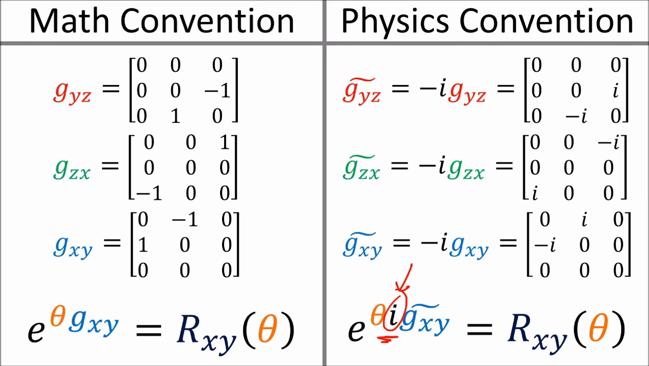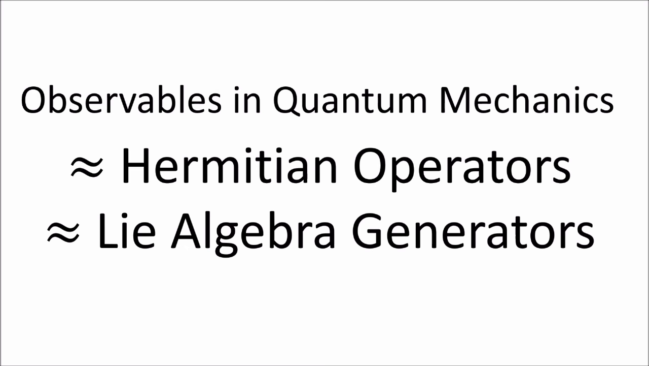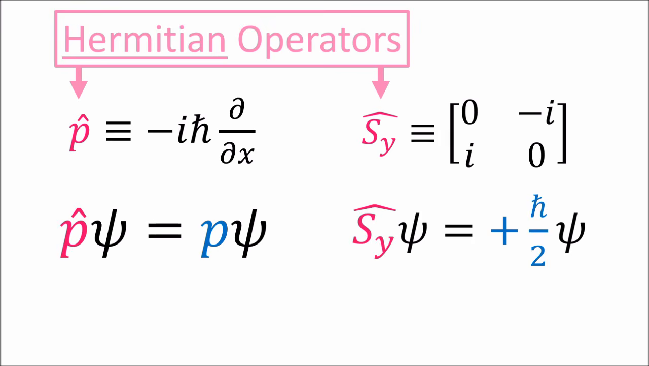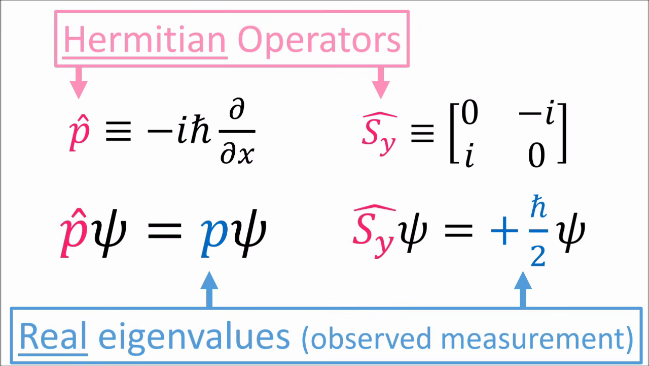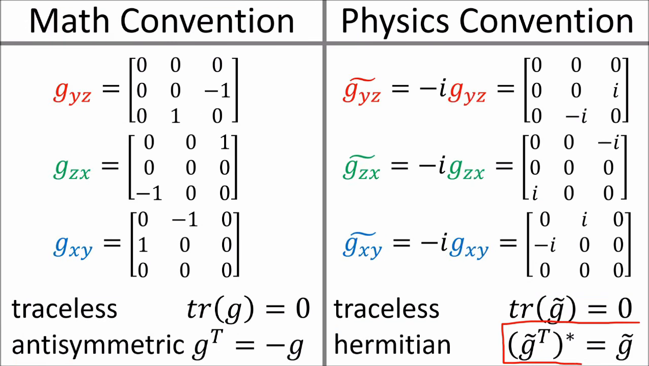Physicists use this convention because observables in quantum mechanics must be represented by Hermitian operators, which end up being the same thing as Lie algebra generators. This Hermitian property is required so that observables like momentum and spin always give real numbers instead of complex numbers. In the case of rotations, the generators will be Hermitian in the physics convention instead of anti-symmetric, as with the math convention. Pure mathematicians don't require this Hermitian condition, and so they don't bother with these extra factors of i in the generators or the exponential formula.